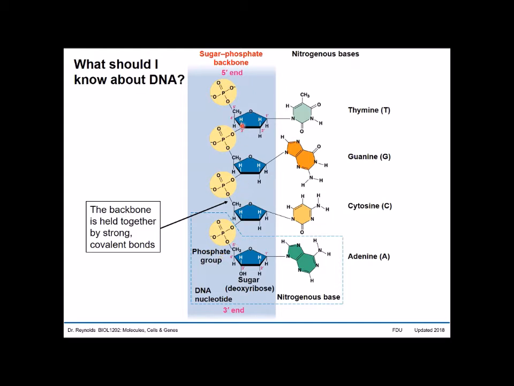So this backbone is composed of covalent bonds, and it forms a very strong backbone. You always have to label the 5' end and the 3' end of this backbone, which is especially important because we can only add nucleotides to the 3' end because only the 3' end has this hydroxyl group.